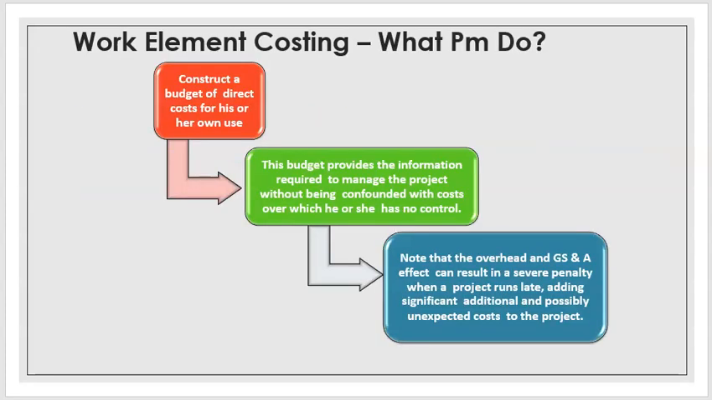So what does the project manager do in work element costing? The project manager will construct a budget of direct costs for his or her own use. This budget provides the information required to manage the project without being confounded with costs over which he or she has no control. Note that the overhead charges and GSA effect can result in a severe penalty when a project runs late. Therefore, it will be a significant amount of unexpected cost to the project.